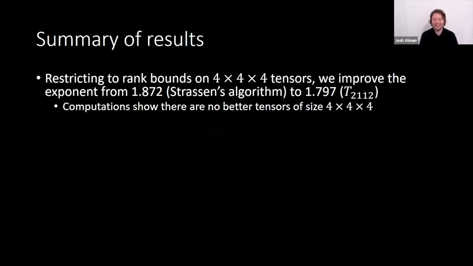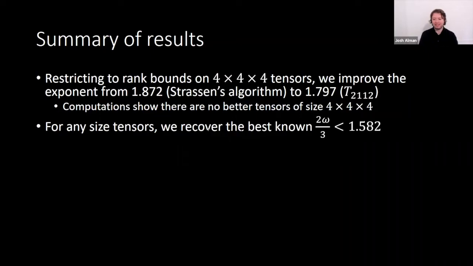I kind of expected the best tensor to be some crazy thing that would come out of optimization software and would be hard to understand. I was pleasantly surprised that actually this relatively nice tensor is able to get the best possible bound for these small tensors like this. And for bigger tensors, we can recover the best bound that's 2/3 omega for the exponent. I don't know how to improve this yet, but I'm optimistic that it's possible.